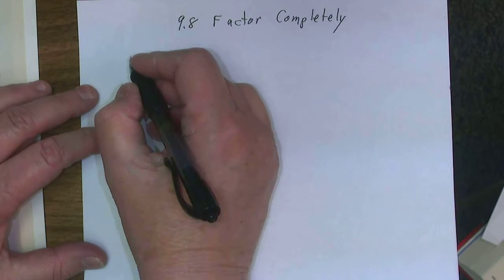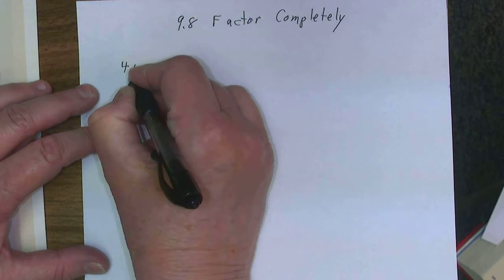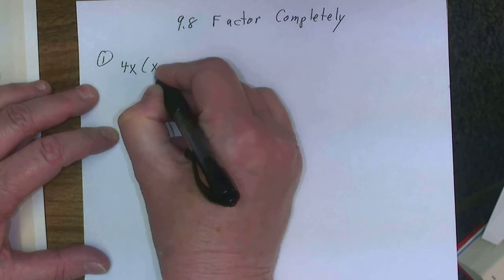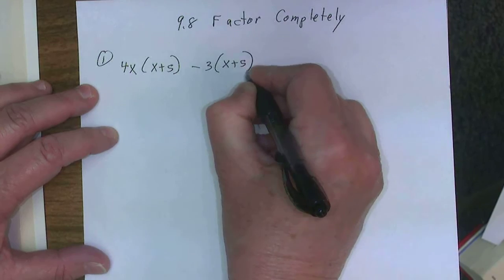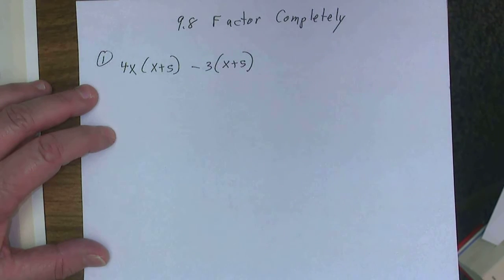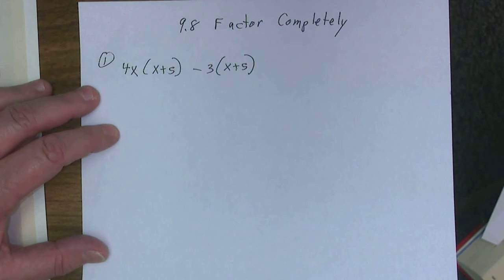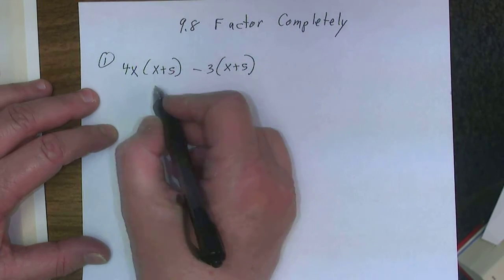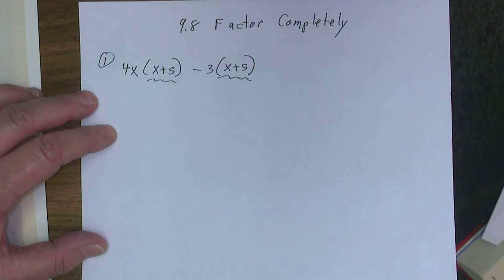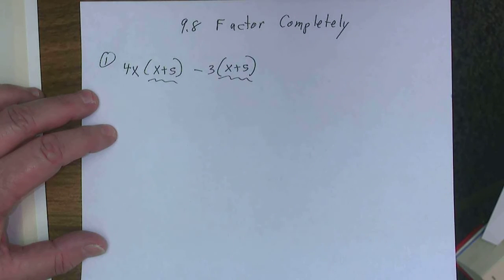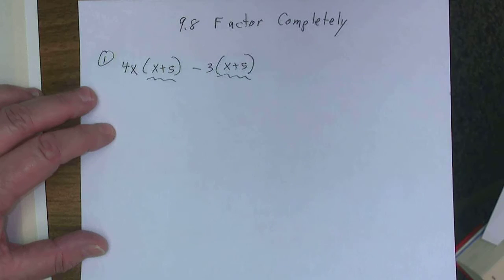Section 9.8 is factor completely. The first part is, let's look at this problem. This is where you are factoring out a common factor that is a binomial. This is what your previous problems looked like when we factored using the section where the a was not equal to 1.